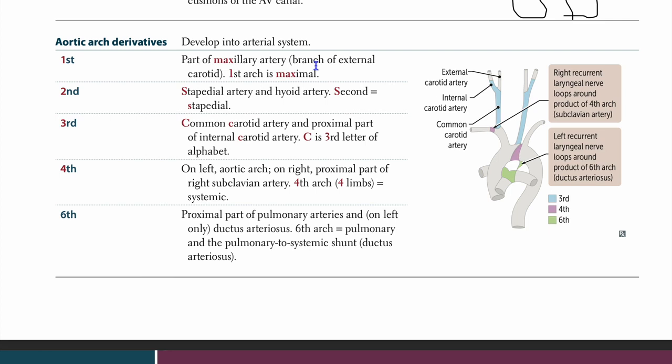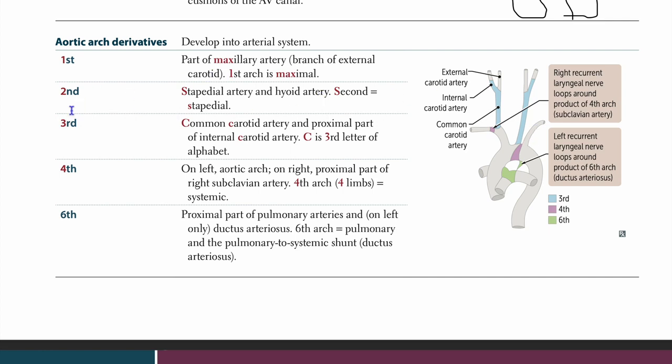First arch is maximal. Then you have second stapedial, S for S, so stapedial artery and hyoid artery. Second stapedial artery. Okay. So where is that? So we have external carotid, and you have internal carotid here. You have common carotid coming in and making this. We don't have first here. We don't have second here either.